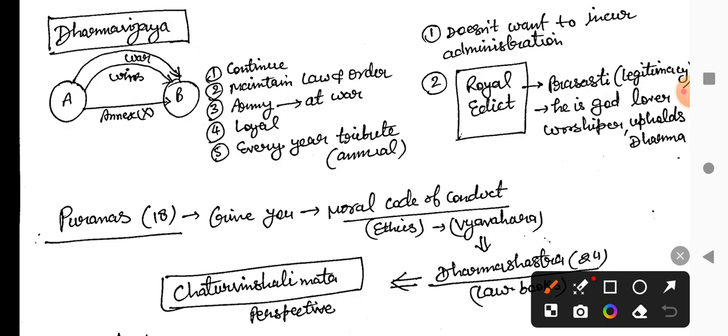Royal edicts were there. Royal edicts were created by King A, and it was prasasti. Prasasti was written to show the legitimacy of the king, because the king is believed to be a lover and worshipper of god and upholder of dharma.